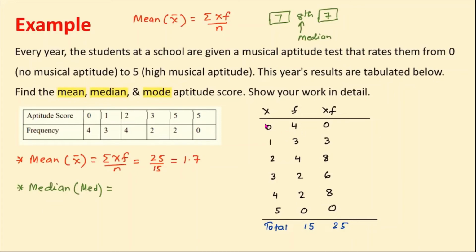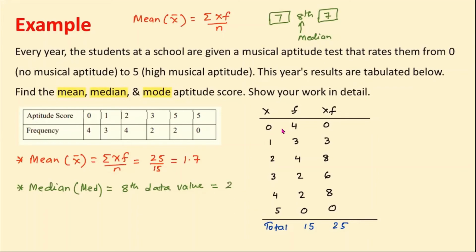Here we have 4 zeros, and 3 ones, so 4 plus 3 is 7. So the 8th item will be this one, 2. The 8th item will be 2. So the median will be 2. Median is the 8th item, or 8th data value, which here is 2. Make sure you know how I'm getting 2.